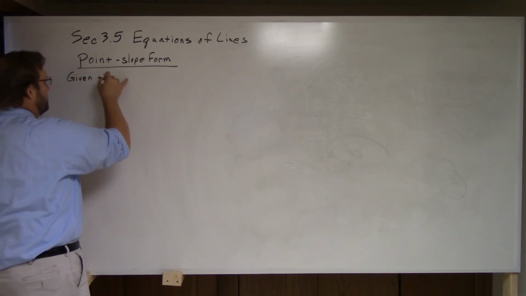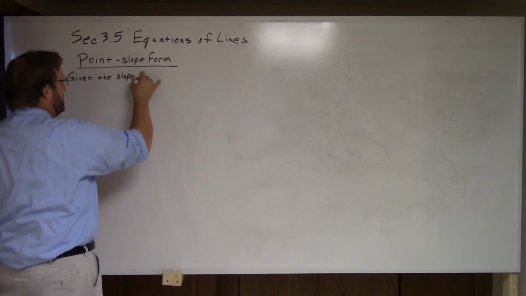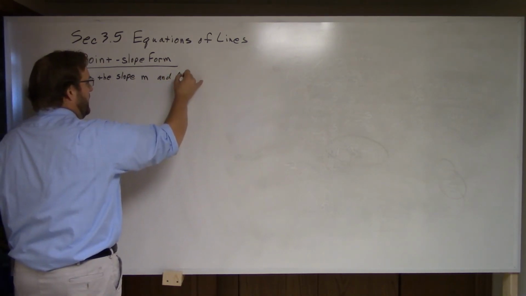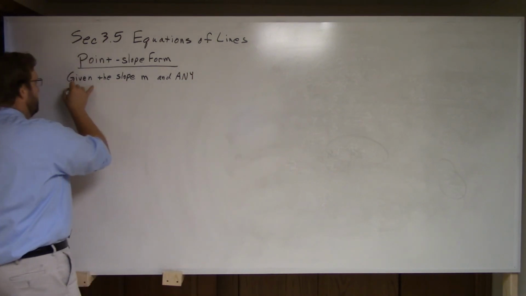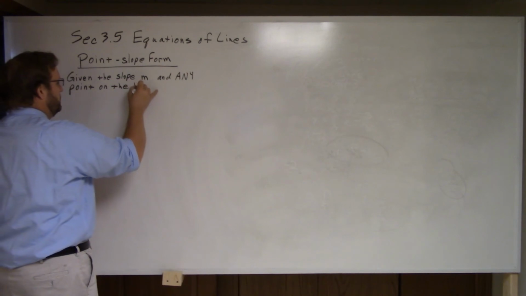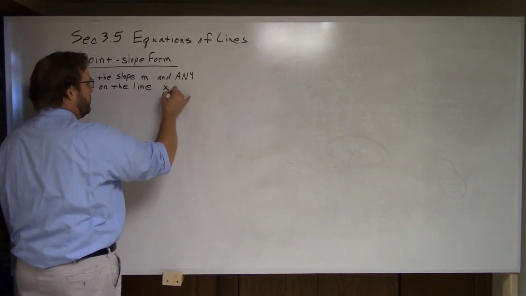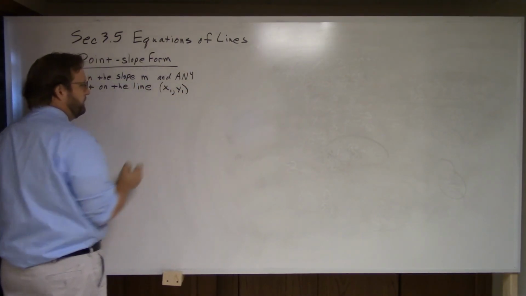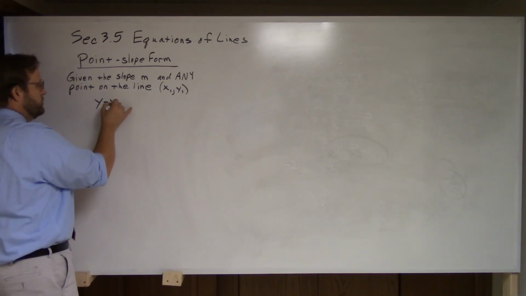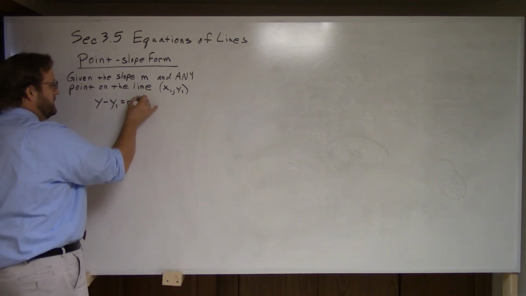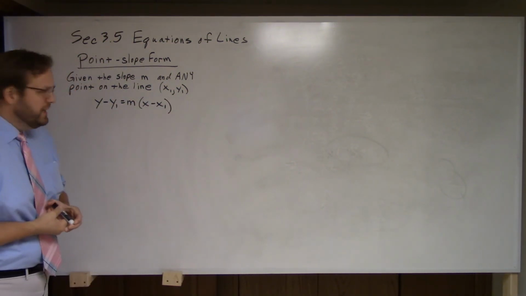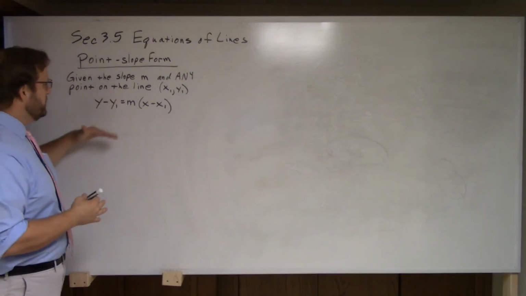Given the slope m and any point on the line, we are going to denote with x1 and y1. Okay, the equation of the line is y minus y1 equals m times the quantity x minus x1. Okay, now there was a lot to take in. Let me go through that.